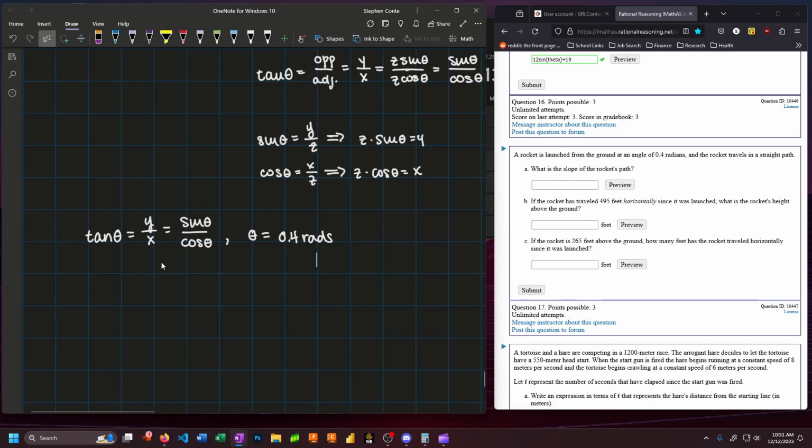So all I need to do is plug in tangent of 0.4 radians. Now, you could also write this as sine of 0.4 radians over cosine of 0.4 radians, but for the sake of convenience, we'll just do tangent of 0.4, which happens to be 0.42279, which I'll round up to 0.4228.